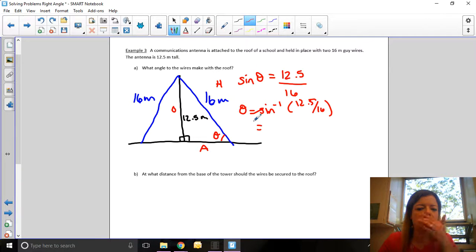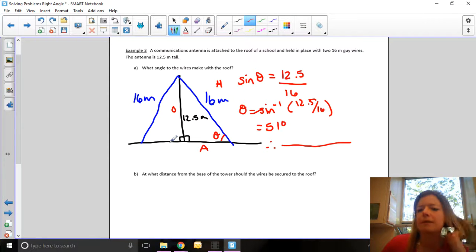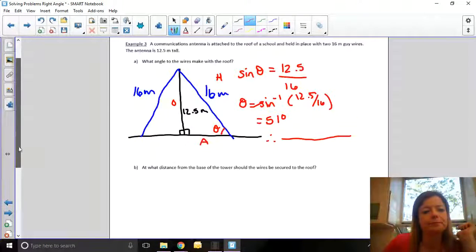Okay, so we put that in our calculator. So you press the second button, sine, and then 12.5 divided by 16. You end the bracket, and you get 51.3751671 degrees. So we will round that to 51 degrees. You can always round to the nearest angle unless I tell you otherwise. Okay, you can put a nice little therefore statement. So therefore, each wire makes a 51-degree angle to the roof.